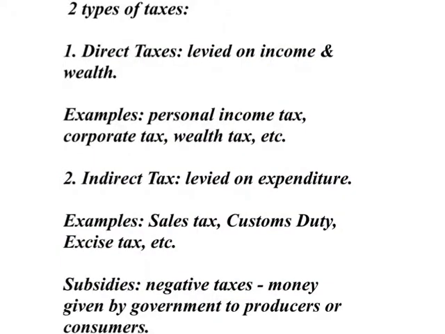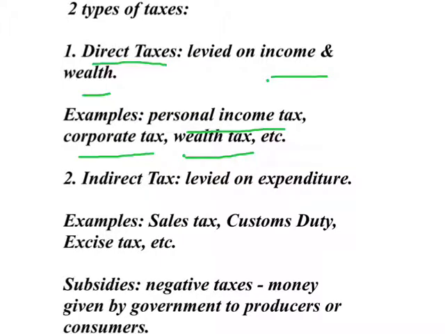In an economy, there are two types of taxes. One called direct taxes, and these taxes are levied on income and wealth. Examples of this are the personal income tax that you and I pay, or corporate tax that is paid by businesses, and if you're rich, you also pay a wealth tax. So direct taxes are taxes that are levied on income and wealth.